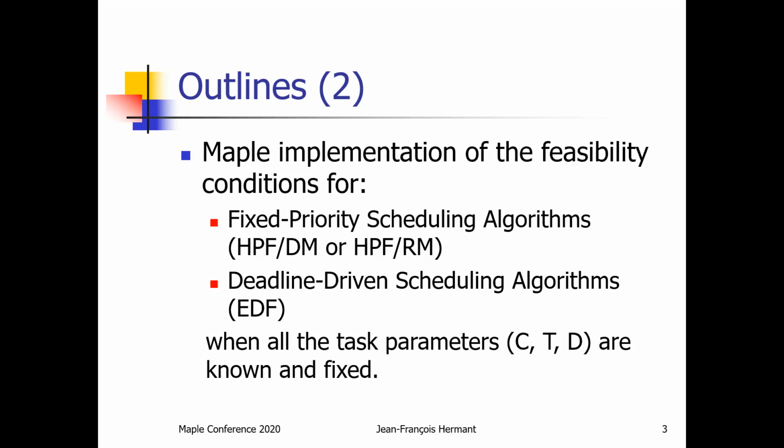In the first part of this talk, I present the Maple implementation of the feasibility condition for fixed priority scheduling algorithms, such as highest priority first deadline monotonic, or rate monotonic, and deadline-driven scheduling algorithm, such as earliest deadline first, when all the task parameters, that is the worst-case execution times, the inter-arrival times or periods, and the deadlines are known and fixed. We'll see that the Maple implementation is straightforward and provides an efficient dimensioning tool.